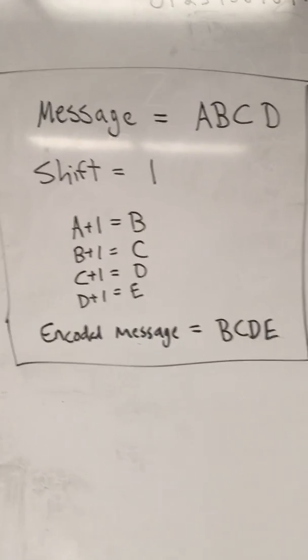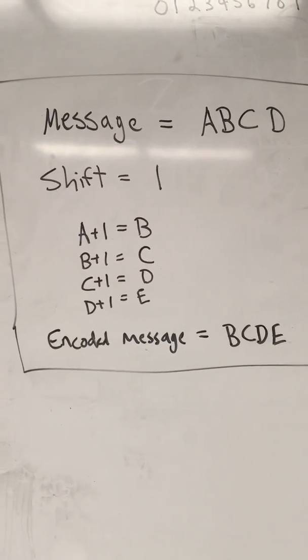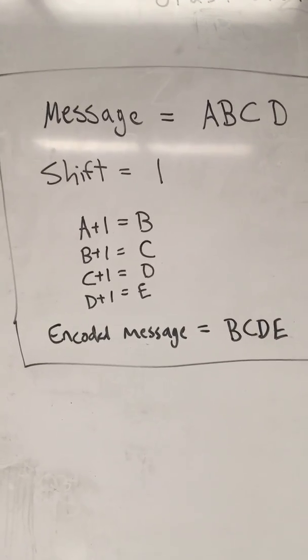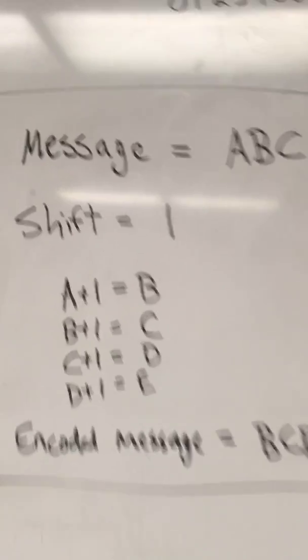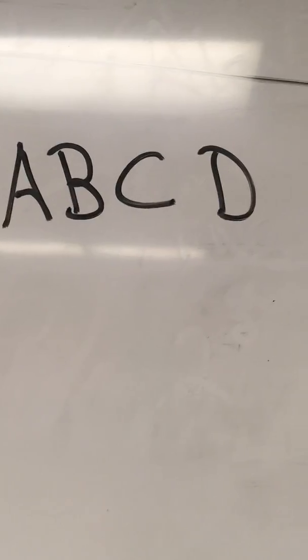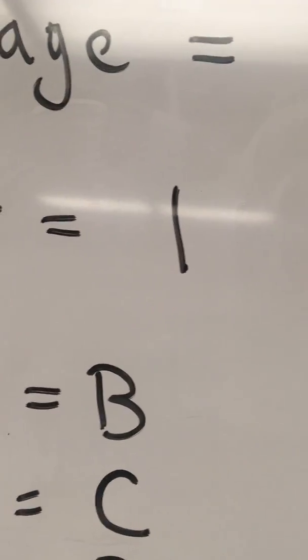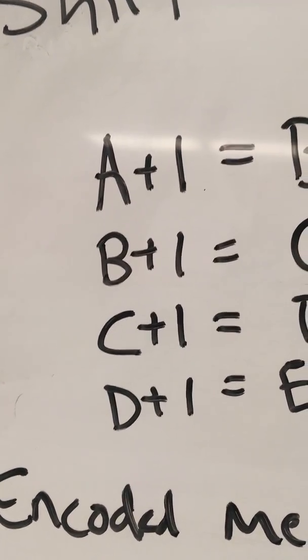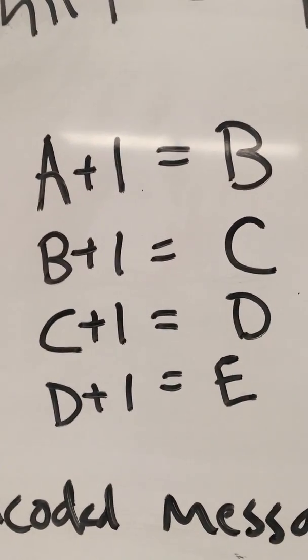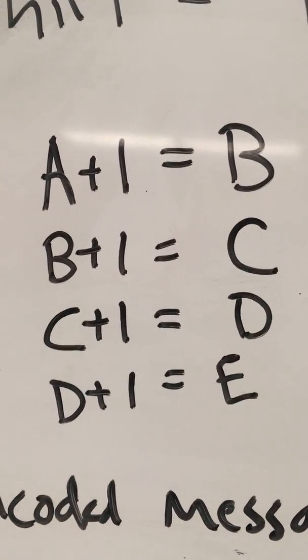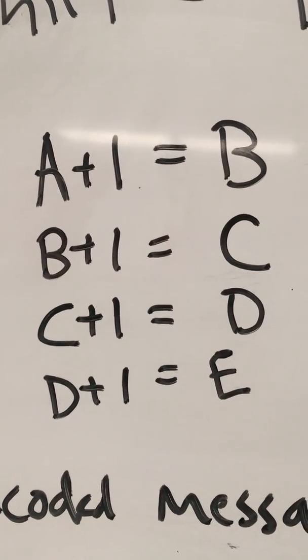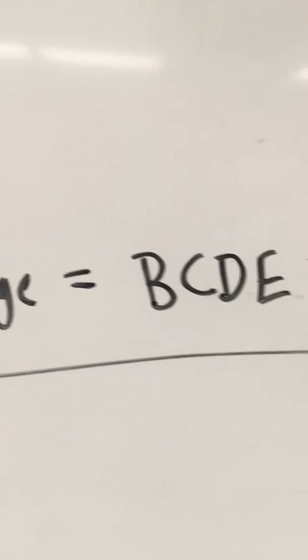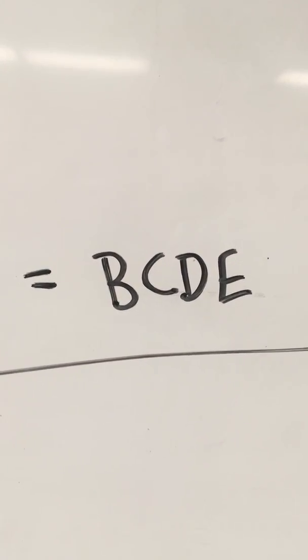Okay, we've created a simple cipher, and here's how it worked. Imagine there was a message A, B, C, D, and then we had a shift, and the shift was 1. What we would do is take our message and add 1 to each of the letters. A plus 1 becomes B, B plus 1 becomes C, C plus 1 becomes D, and D plus 1 becomes E. So our encoded message would be B, C, D, E.